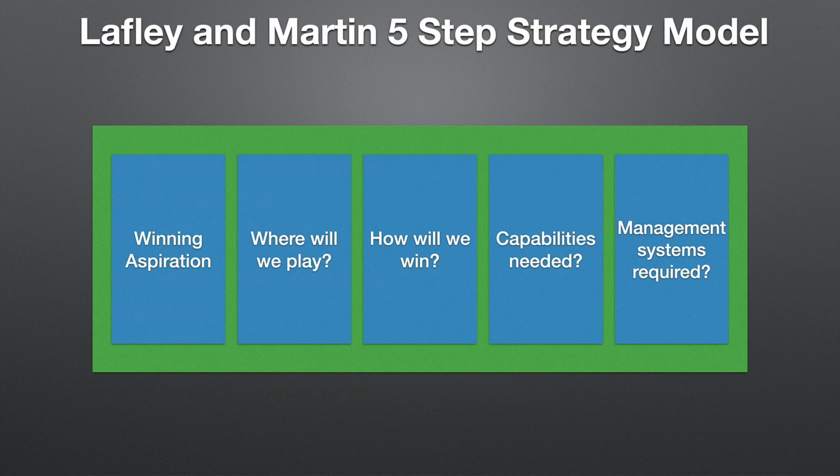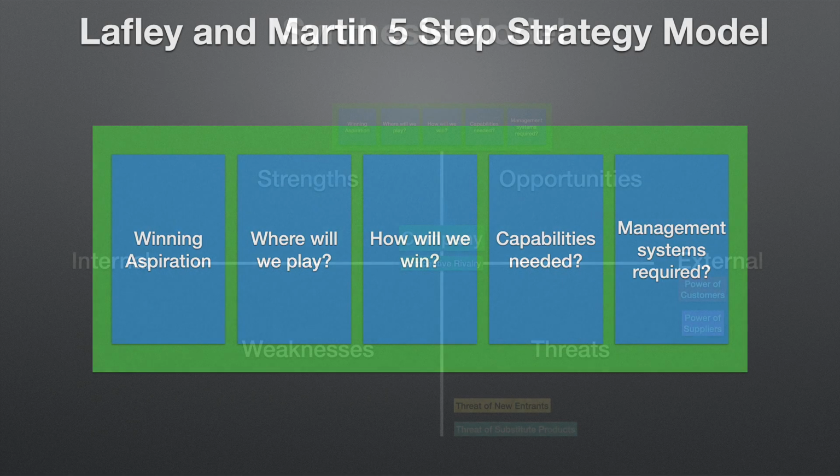If you recall, the 5 questions are: devise your winning aspiration; decide where you're going to play, in other words, which market you're going to be in; how will we win? What's your strategy going to be? What's your unique competitive advantage? What capabilities do we need to execute the strategy? And then what management systems do we need to make sure we can follow through and make it happen?